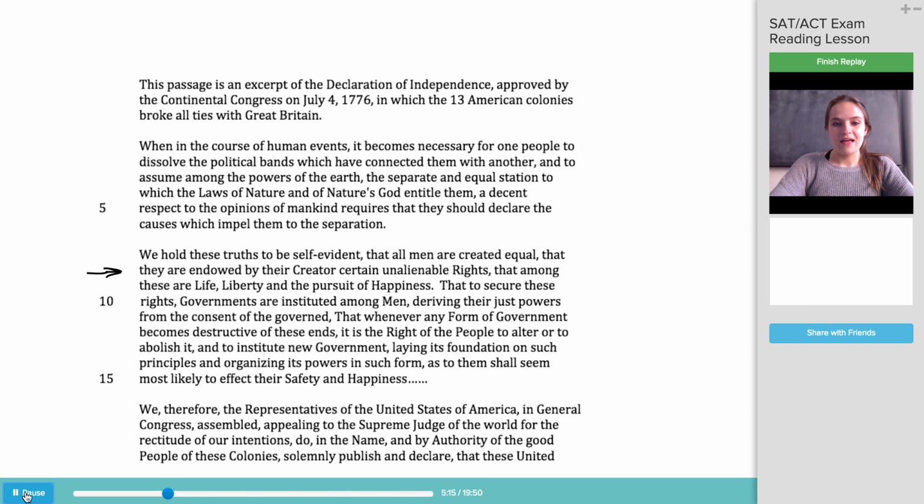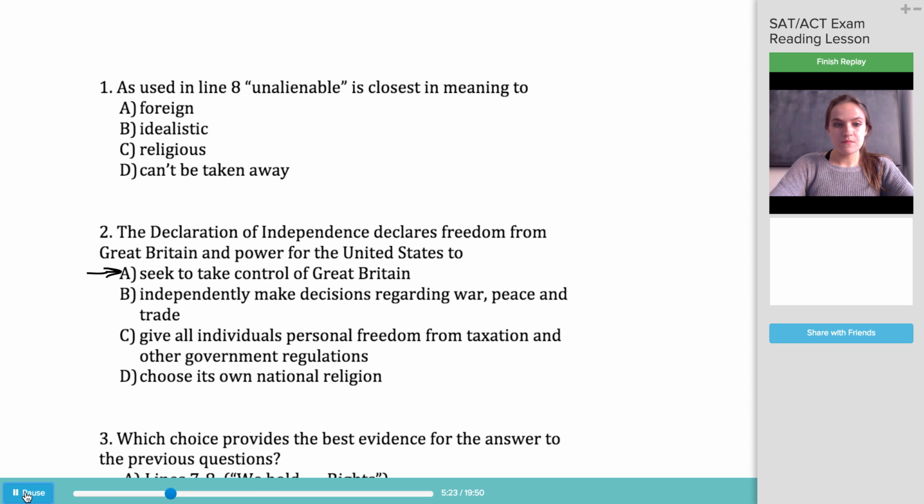Okay, so that was the first two paragraphs, and I know there was a question about line 8. So if I now look at the first question: as used in line 8, unalienable is closest in meaning to what? So this is a vocab and context type of question where we're looking for the term unalienable and which of these answers unalienable means.